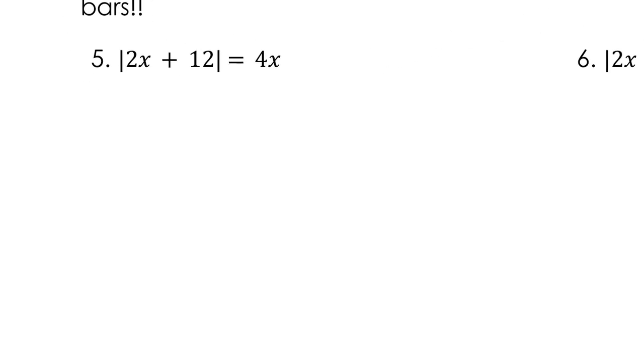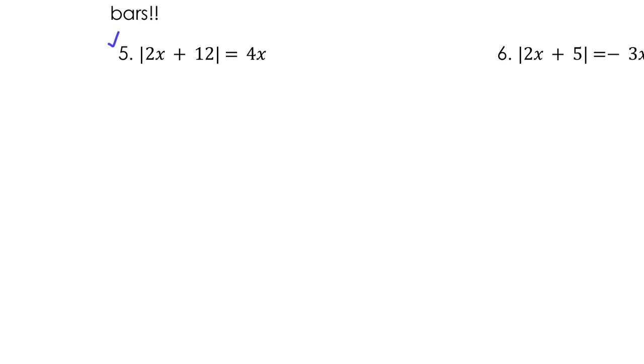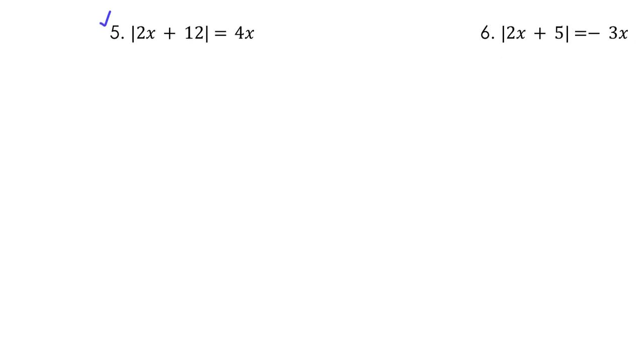So you'll notice in number 5, I have an X in the absolute value bars with 2X plus 12, but on the other side, I have equals 4X. So that's what tells me that I need to check this problem, okay? You need to be aware of that and notice that. Other than that, everything else stays the same.